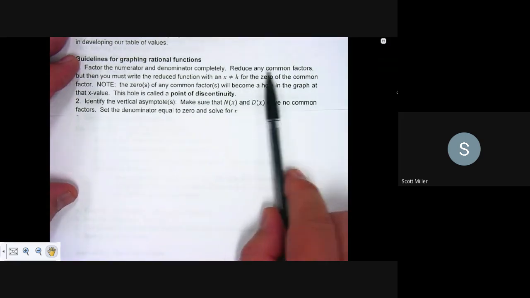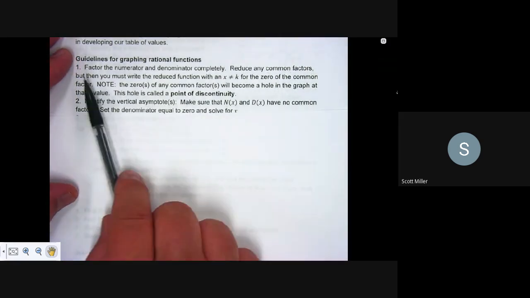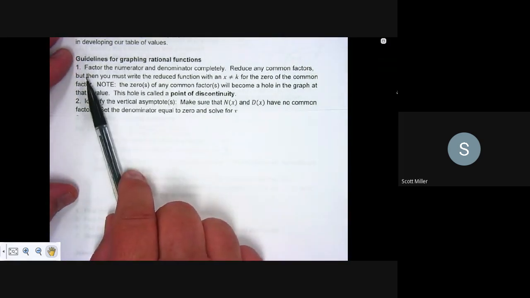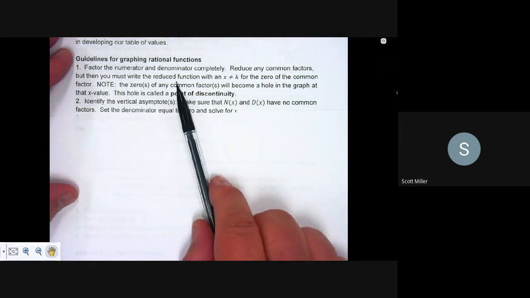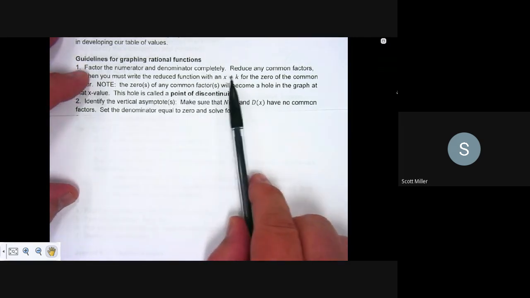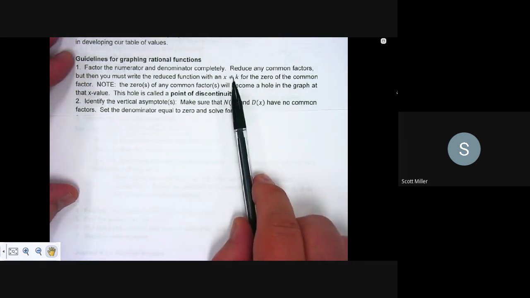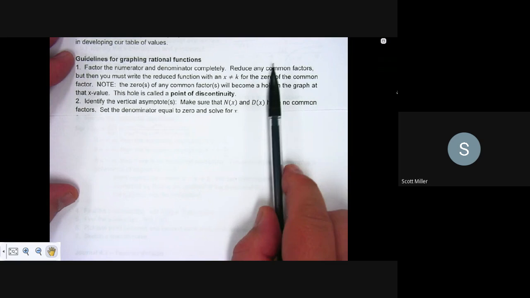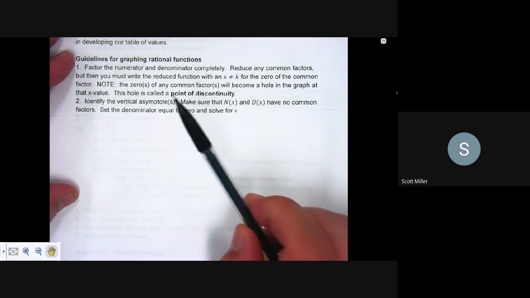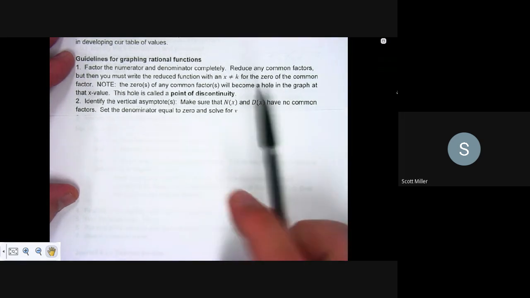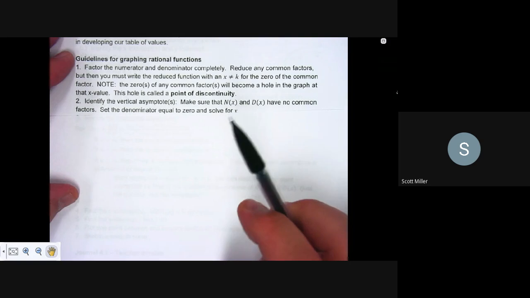We're going to reduce any common factors. But if there is a common factor, then we have to write the reduced function, and then we're going to put a comma and then exclude the 0 from that common factor because that is also going to become a hole in the graph. If I cancel a common factor, it becomes a hole in the graph and not a vertical asymptote.